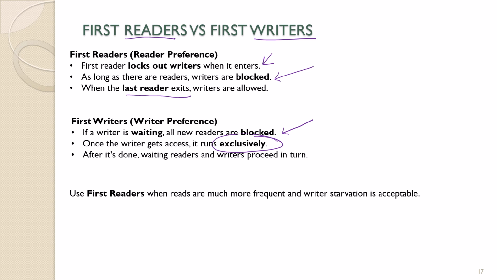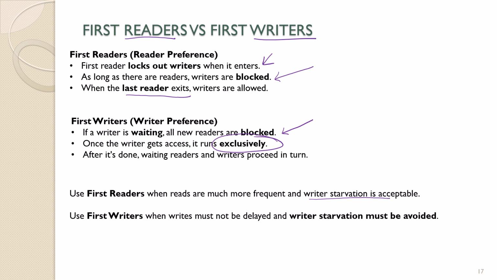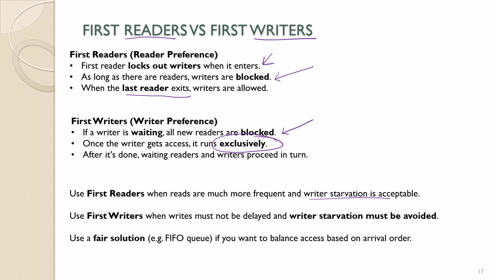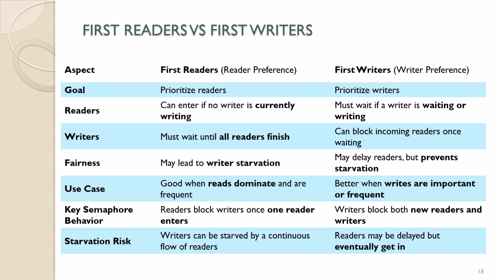So you're going to use first readers when reads are more frequent. And then obviously writer starvation can happen. You would use first writers when writes must not be delayed. So if writing is really important, again, this is an exercise where we're just studying and thinking about these concepts. So a fair solution might be to just balance things in some kind of queue.